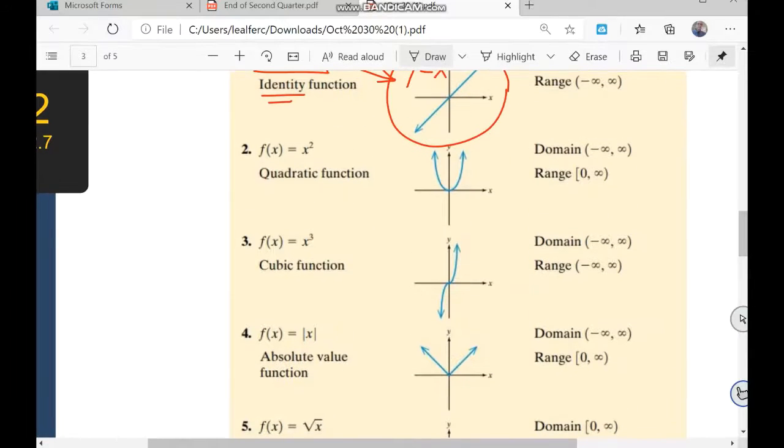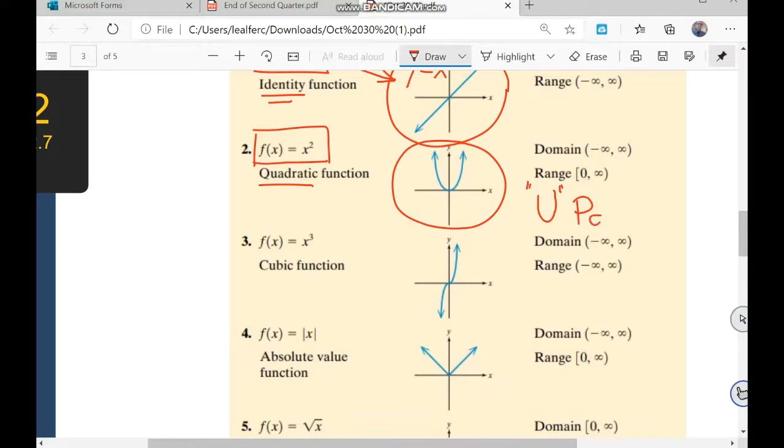Next one, quadratic function. Quadratic function, f of x equals x squared. The graph looks like a U, right? It's a U shape and has a special name: this is the parabola. So when we talk about quadratic function, you have to remember the graph of the parabola, the U shape.